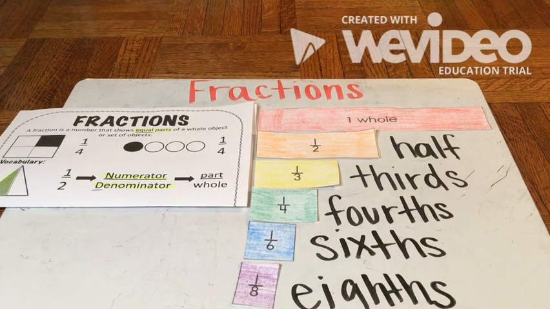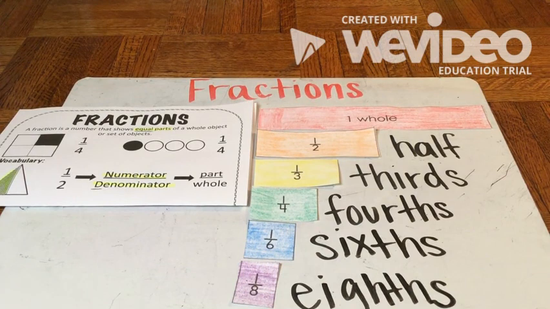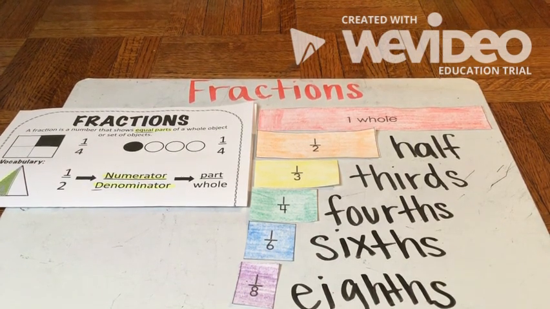All right, and our big takeaway from this video is that a fraction is a number that shows equal parts of a whole object or a set of objects. So if the parts are not equal, it is not a fraction.